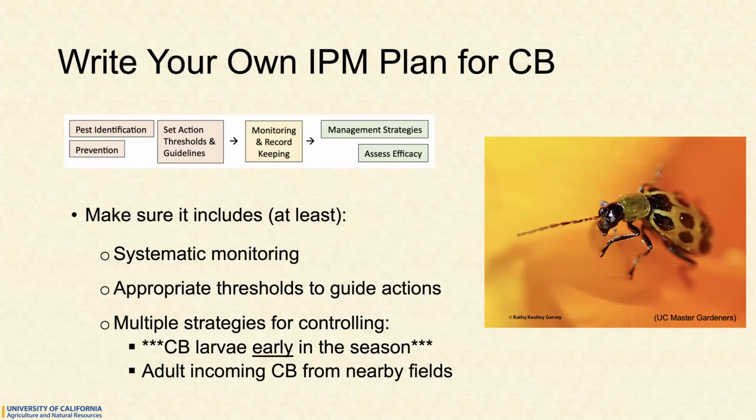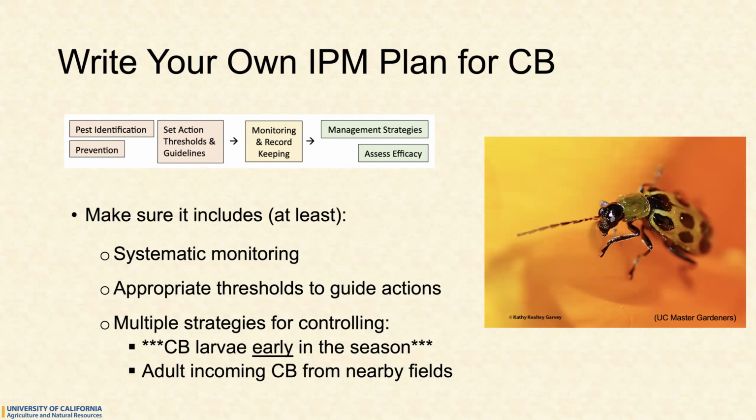So I want to conclude by just saying it's really important to write your own IPM plan for this pest and for all of your pests that you have to deal with, and really tailor this to what you need on your farm. So, this starts with pest identification, making sure you've correctly identified what's causing the damage, preventing it as much as possible through different strategies that we cover, setting appropriate action thresholds, monitoring, record keeping, and then using lots of different strategies. And ultimately, you're going to repeatedly assess efficacy over and over time. This is a process that looks a little different each year.